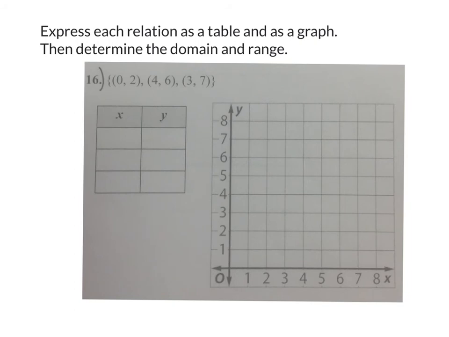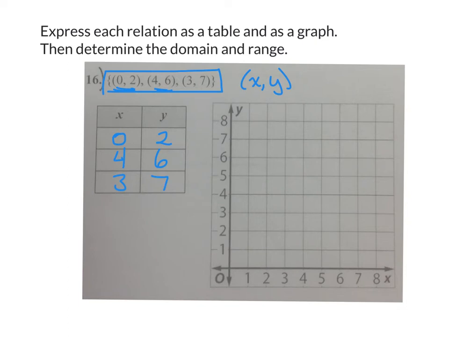In the last section of this worksheet, we're asked to first express each relation as a table and a graph. The relation is given right here as this collection of ordered pairs. Now we remember that every ordered pair has the x-coordinate come first and the y-coordinate come second. So when I'm looking at this point 0, 2, the x-coordinate is 0 and the y-coordinate is 2. For the next point, 4, 6, the x-coordinate is 4 and the y-coordinate is 6. And the last point, 3, 7, the x-coordinate is 3 and the y-coordinate is 7.